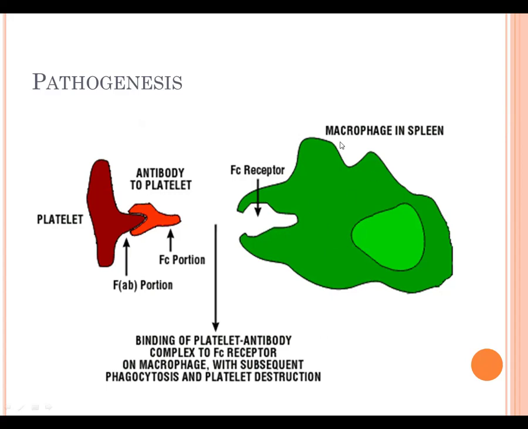Right. Here you can see the macrophage in the spleen, and this is the complex of platelet and antibody. This is the autoantibody that is formed against the platelet. There is a binding between the antibody and the platelet. Now this complex is recognized by the macrophages as a foreign invader or foreign material, and they are taking it up for destruction. In this way, there is a decrease in the platelet count.